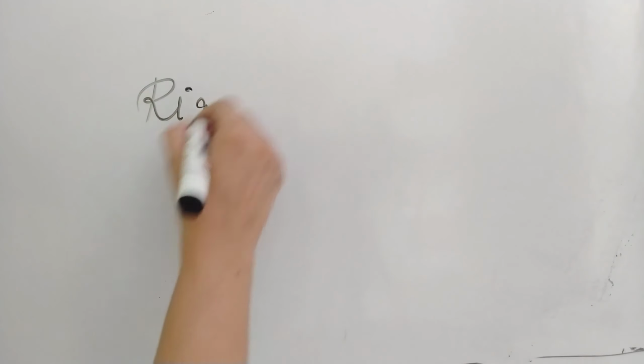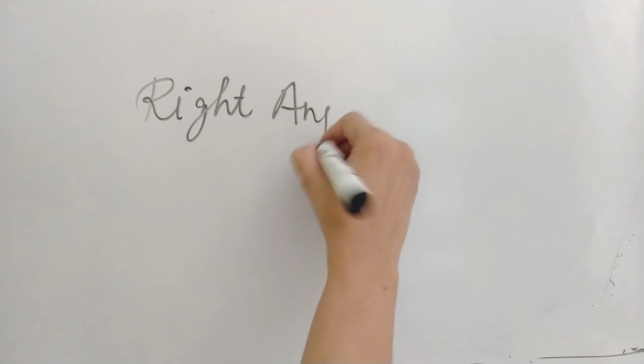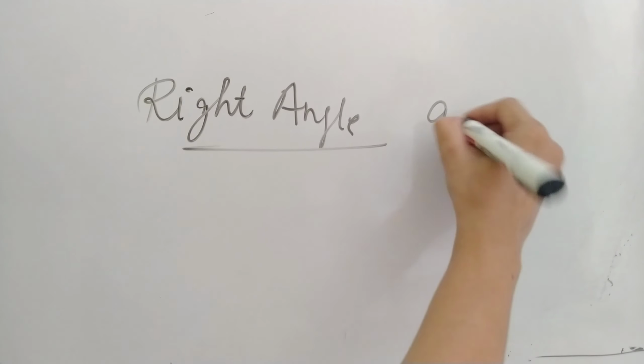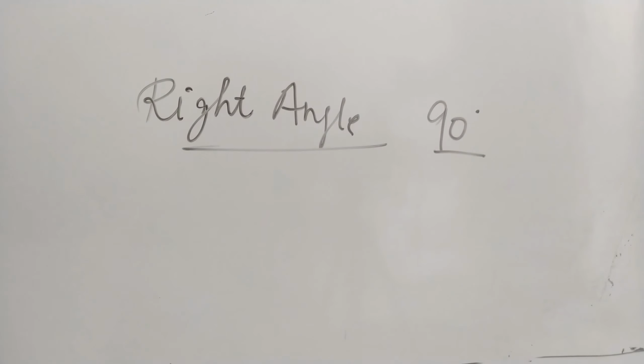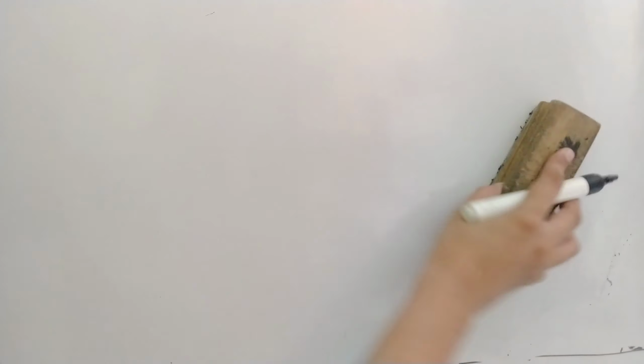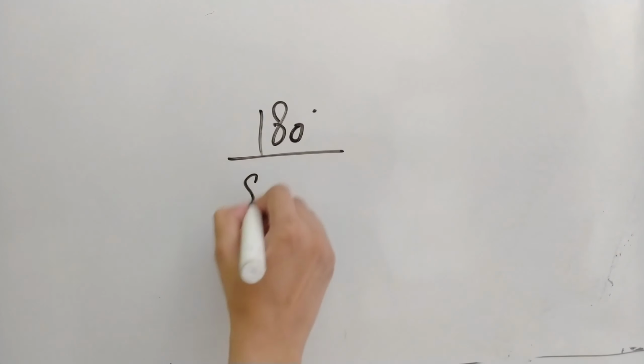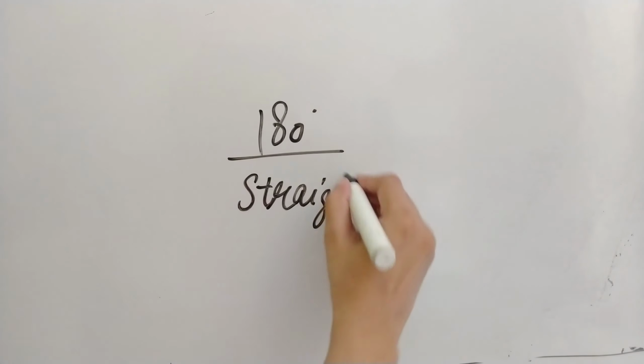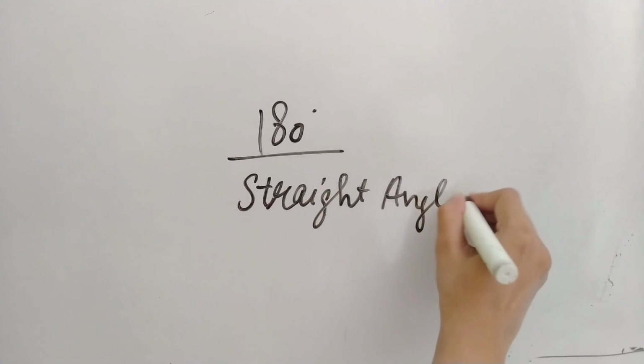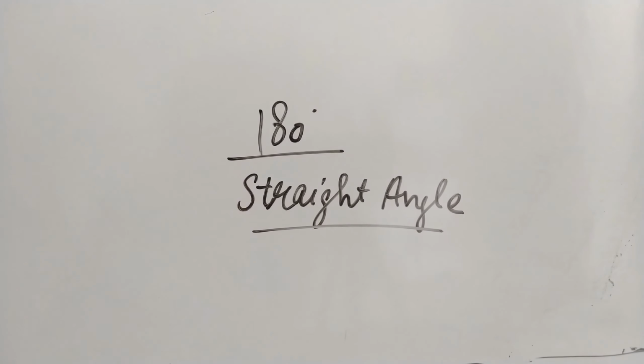Okay, now moving ahead, we will study what a right angle is. A right angle is simply a 90 degree angle. A 90 degree angle is also known as a right angle. Then you will study what a straight angle is. A straight angle is another name for a 180 degree angle. A 180 degree angle is also called a straight angle. Now you have to note down these important points in your notebook for future reference.